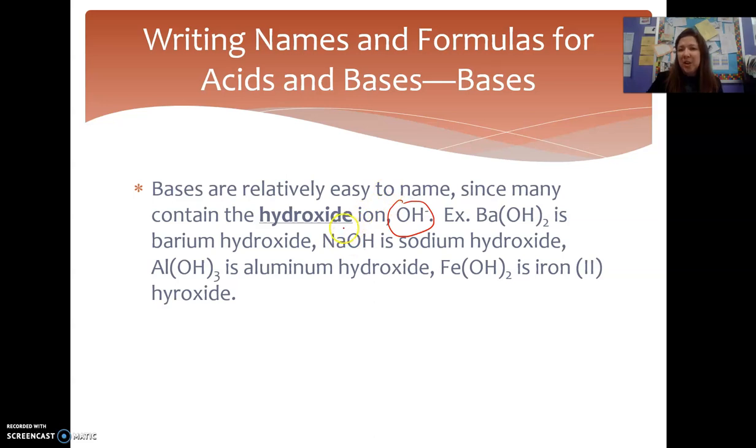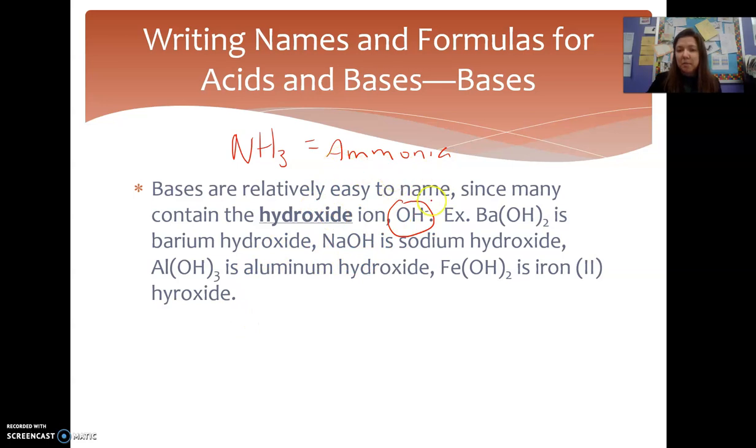It's easy peasy. The only exception I already talked about in the last video was ammonia, and you can write it in these notes if you want to. Ammonia is NH3, and that is a base. You just have to memorize it, okay? So bases are easy peasy.